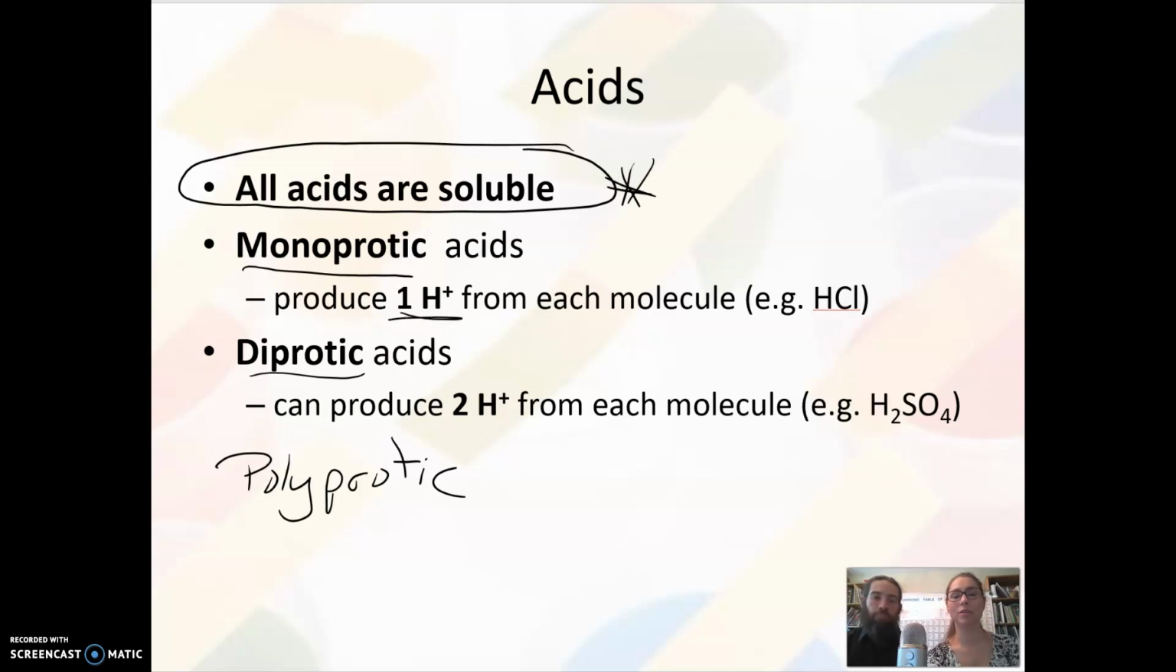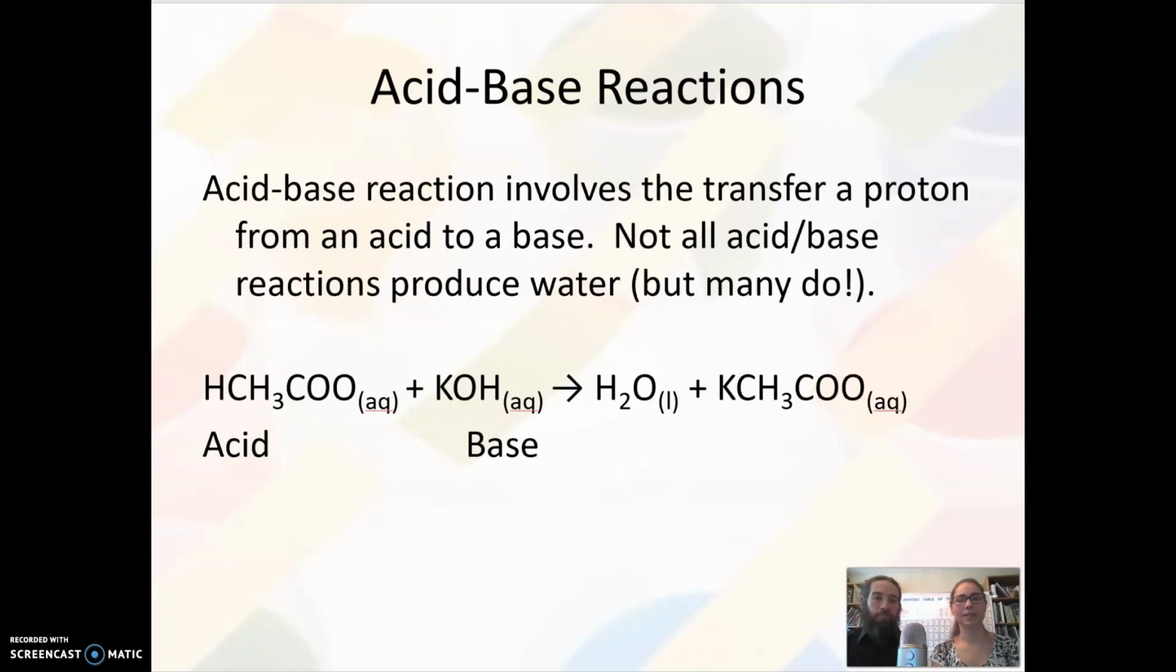That means we can have one donatable proton from the molecule. In our example here, we have HCl. Diprotic acids can donate two from their molecule. Here's an example of sulfuric acid, which has two hydrogens that it can donate. Polyprotic just means many, so you might have more than two. Our example here might be H3PO4, where we have three donatable hydrogens. Not all hydrogens are donatable, especially when you get into organic acids. Some of those hydrogens can't come off. So you may see more hydrogens in the molecule, but only one can be donated.